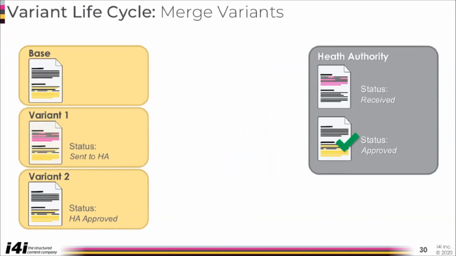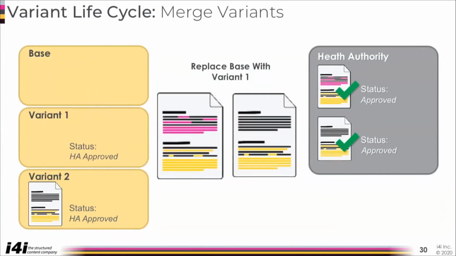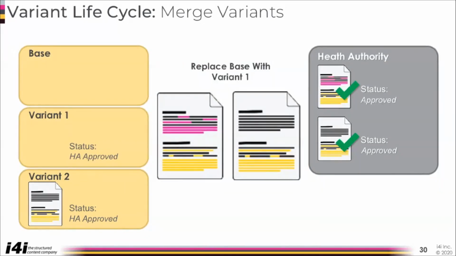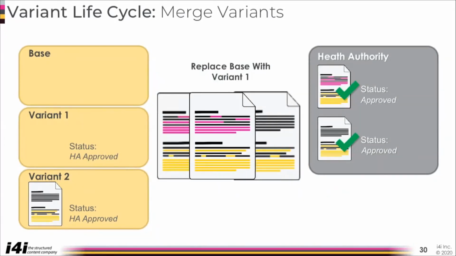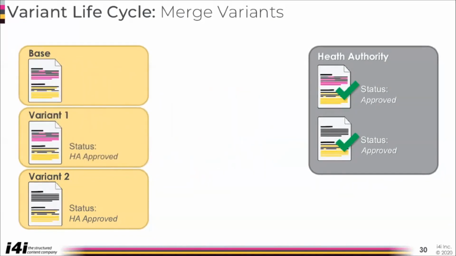The updated variant 1 document is then sent to the health authority. Health Canada then verifies and approves the new version of the variant 1 document containing the indication information. With this version of variant 1 document approved, the variant 1 document, which contains the updated safety information and the new indication information, now replaces the base document. The result is that all the information in the base document is approved in a time and labor efficient manner.